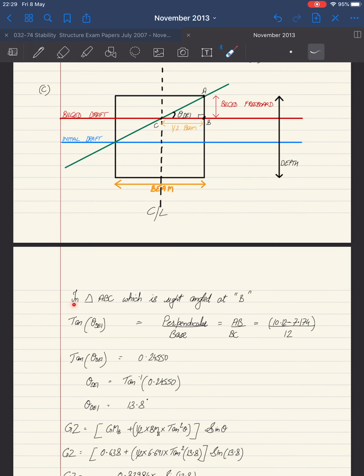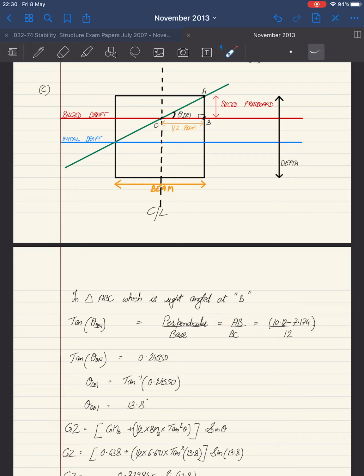So we can say that in triangle ABC, which is right angled at B, tan of theta deck edge immersion is equal to perpendicular divided by the base. This is the simple trigonometric formula, which says the perpendicular, which is AB in this case, divided by the base, which is BC in this case. So we have put perpendicular as AB and base as BC.